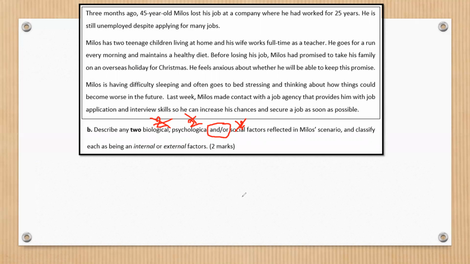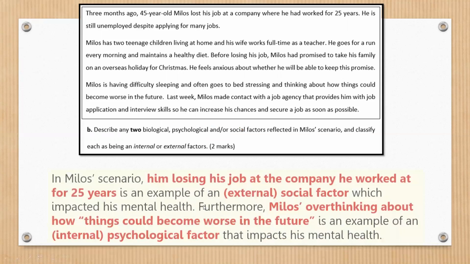So in my answer, I could decide to do one biological and one social, or one psychological and one social, or one social and one biological. Okay, it's just basically telling you that you can pick between any two of those particular factors. Okay, and the second part of the question is classifying that as being either internal or external. So I'll just show you guys the sample response.